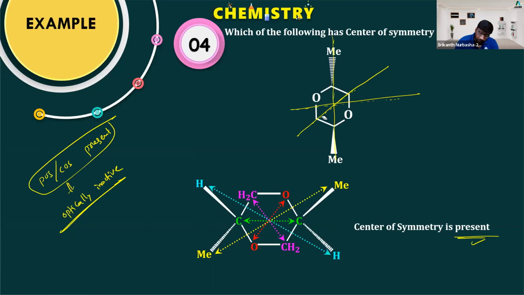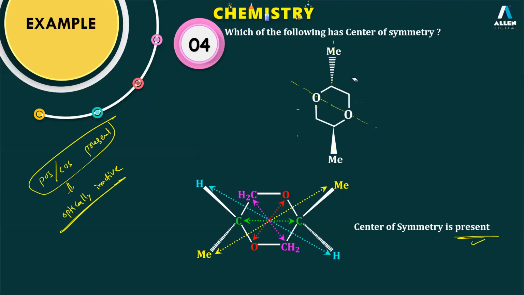Any other planes? Check out a plane passing through the 2 oxygens. With respect to the oxygens, if you pass the plane, again one methyl is above and one methyl is down, so it is not a plane of symmetry. If you consider a plane passing through the two methyls, then you have no plane of symmetry because the oxygen atoms are different. If you are not considering a plane passing through the two methyls, then obviously one methyl is above and the other is below, so there is no possibility again. So a plane of symmetry is not present.